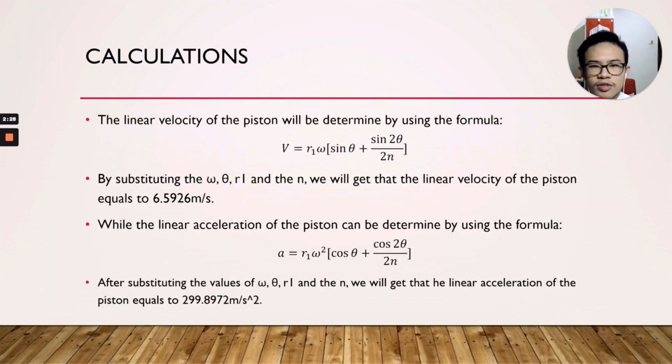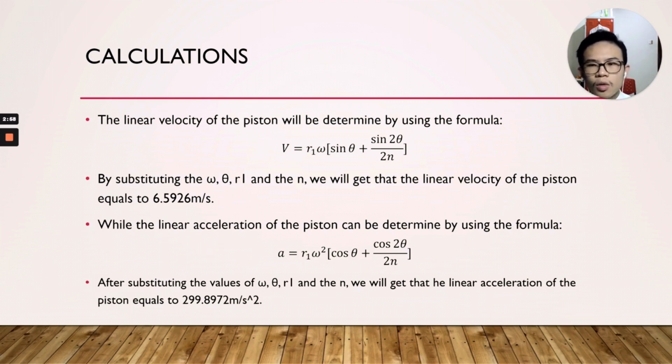So for the linear velocity of the piston, we will determine by using the formula V equals R1 times the angular velocity, which is 85 radian per second, times the bracket of sine theta plus sine 2 theta over 2 bracket. By substituting the value of the angular velocity, the value of theta, the length of the crank rod, and the value of n, we will get that the linear velocity of the piston equals 6.5929 meter per second.